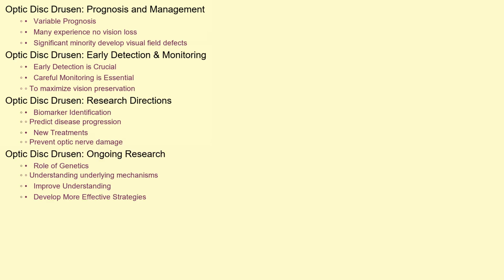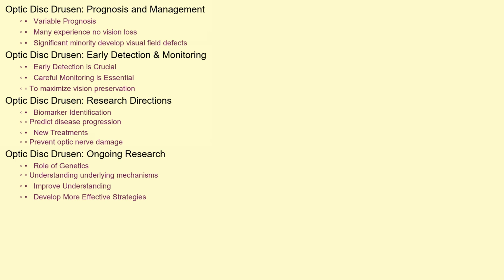The prognosis for individuals with optic disc drusen varies. Many people experience little to no vision loss throughout their lives. However, a significant minority will develop progressive visual field defects. Early detection and careful monitoring are crucial for maximizing the chances of preserving vision.